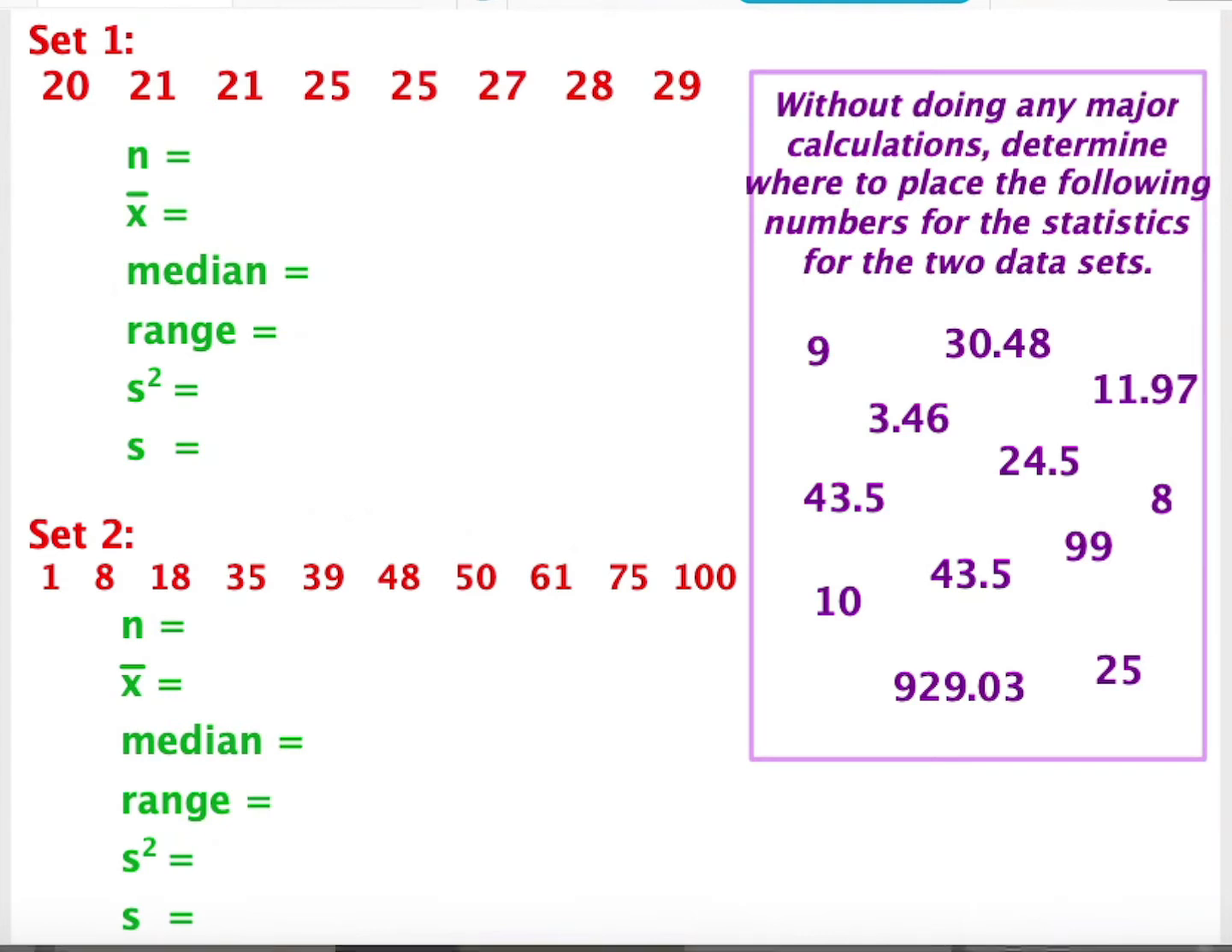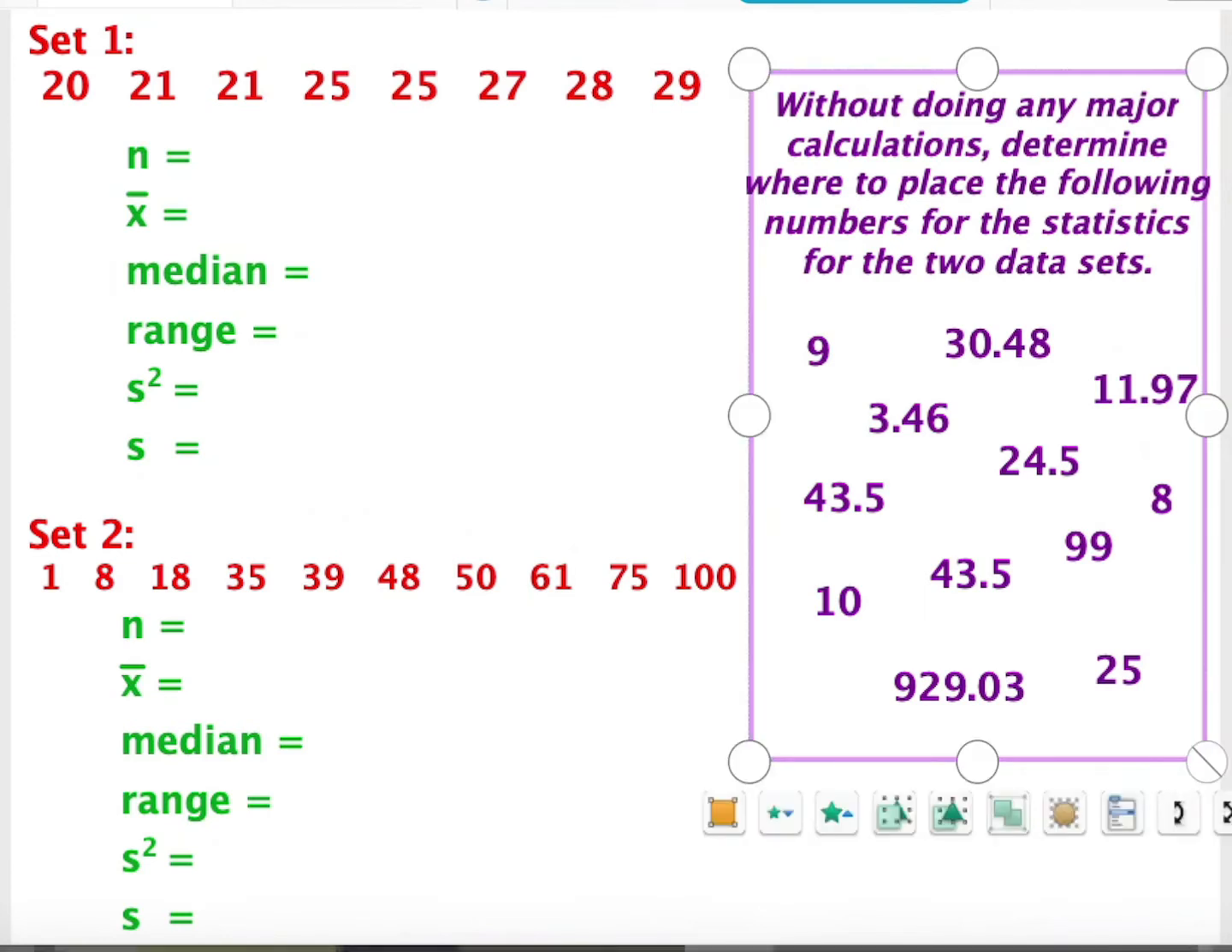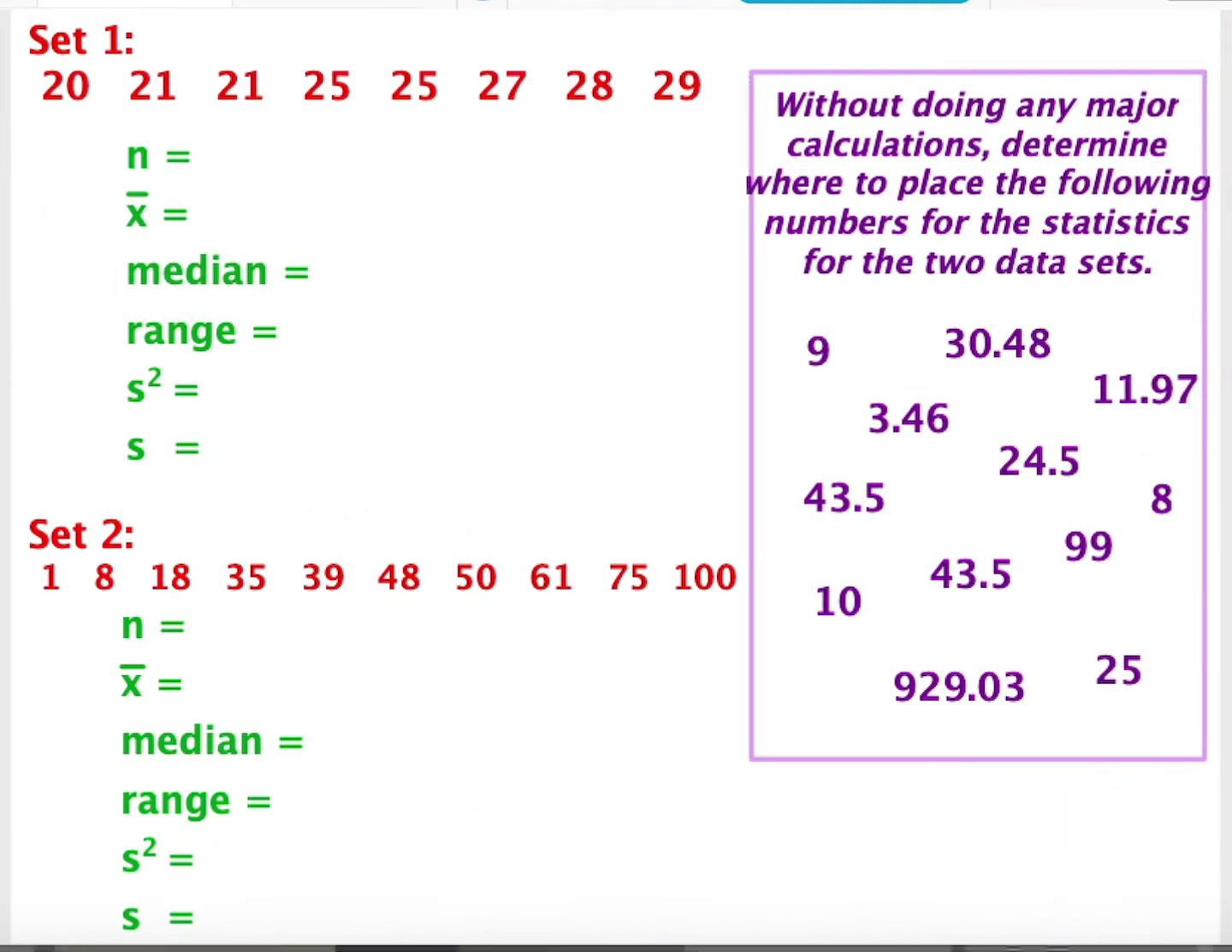This is just a fun exercise. We've got set 1 and set 2 of numbers, and we're going to decide where these numbers over here fit into each of those values without doing any major calculations. You shouldn't need a calculator for this. N stands for how many data values there are. In set 1, I count 8 data values, and in set 2, I believe there are 10 data values.